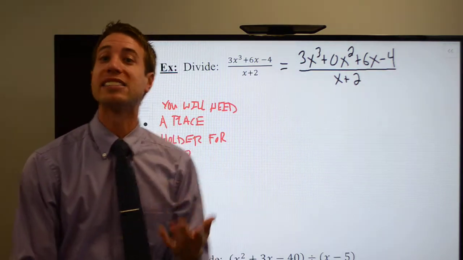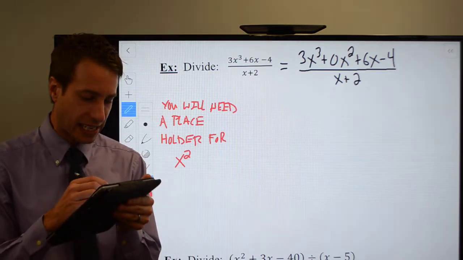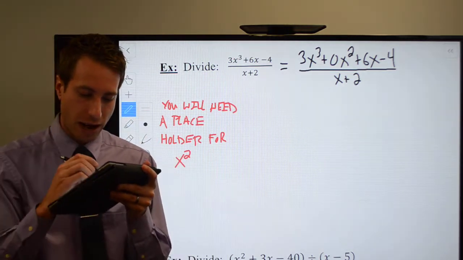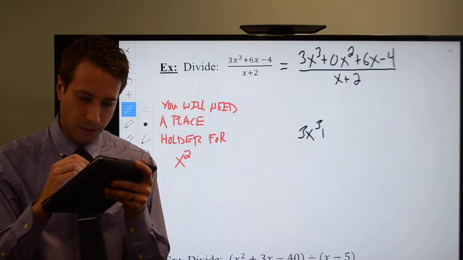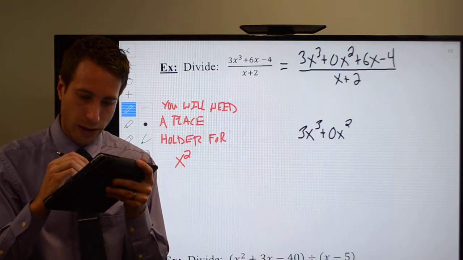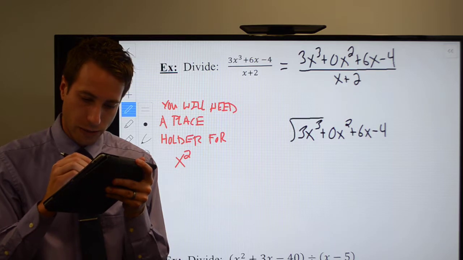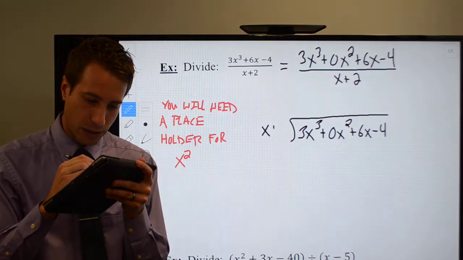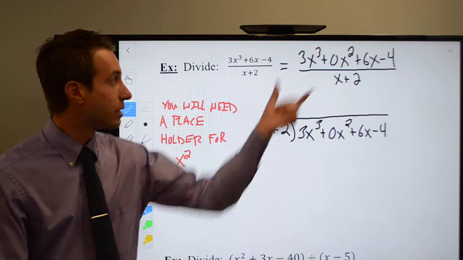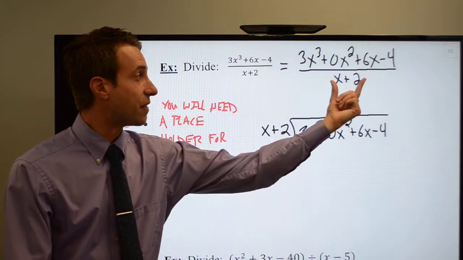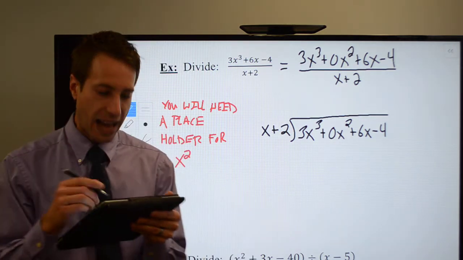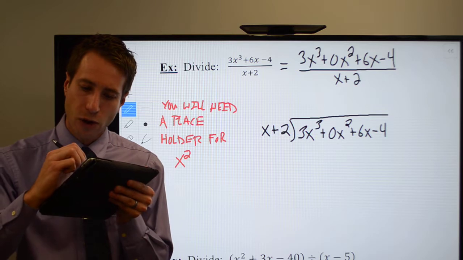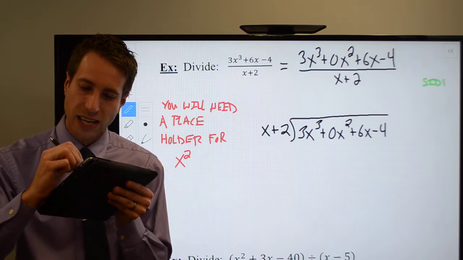All right, now it's time to go ahead and set up our long division. It'll look just like it did when you were in middle school, except now you got variables running around all over the place. So 3x cubed plus 0x squared plus 6x minus 4, my long division symbol, and my x plus 2 goes outside. Numerator is your dividend. Denominator is your divisor. We've got our problem set up. The last thing you're going to want is a little spot over here for you to do some side work.